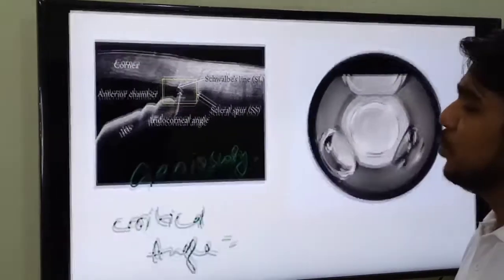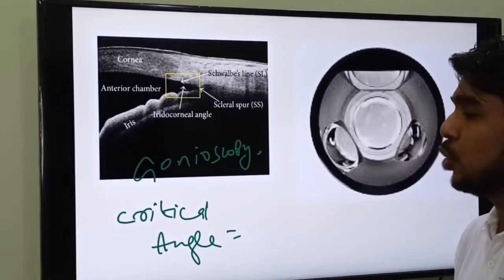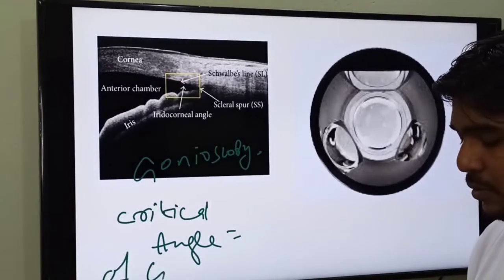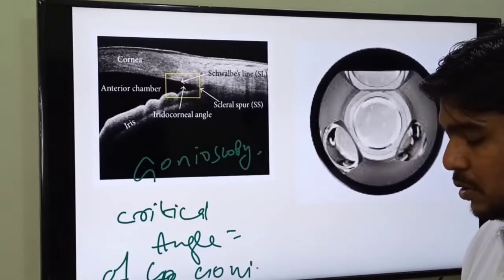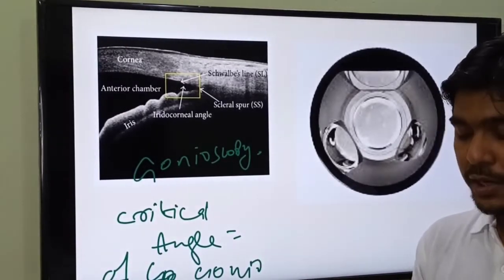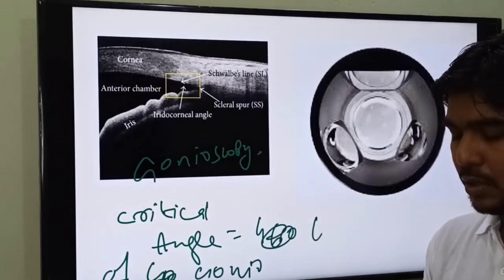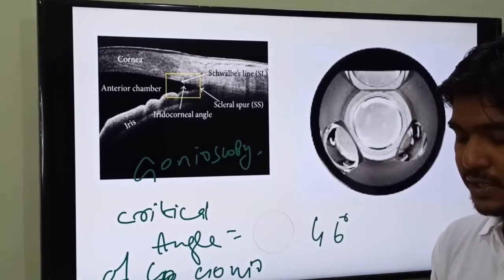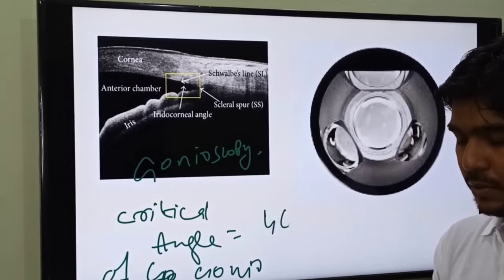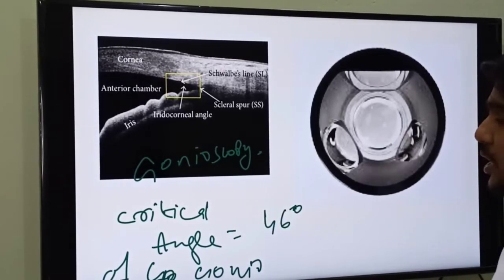Now we have one important thing. What is the critical angle of gonioscopy? Critical angle of gonio, anyone can tell me? It is 46 degree. Critical angle is 46 degree, can be asked in the examination.